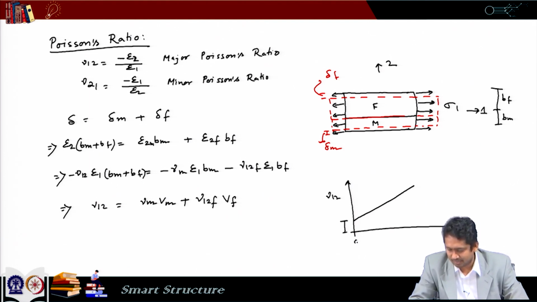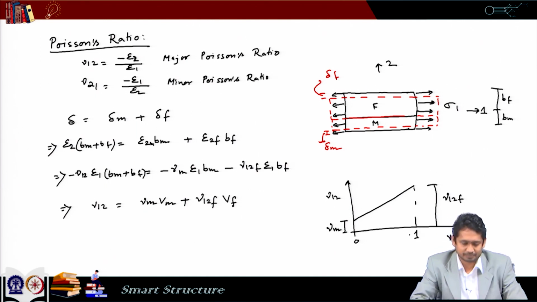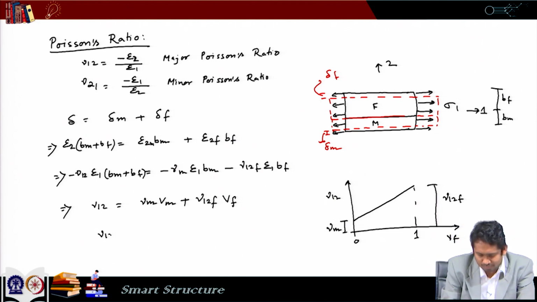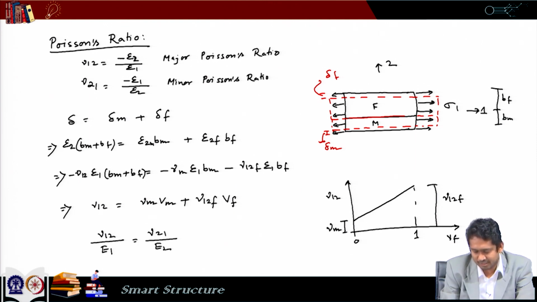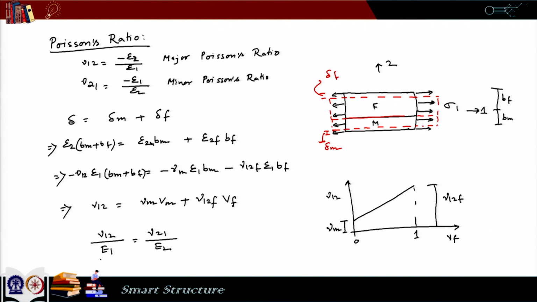So, when Vf is equal to 0, it is just nu m, and when Vf is equal to 1, it is nu 12 of the fiber. And we have two nu 12s for composites. So, nu 12 divided by E1 is equal to nu 21 divided by E2. E1 and E2 are different, so nu 21 and nu 12 are also different, and they follow this relation. So, if I know one of the Poisson's ratios and the elastic modulus along direction 1 and direction 2, we can find out the other Poisson's ratio as well.